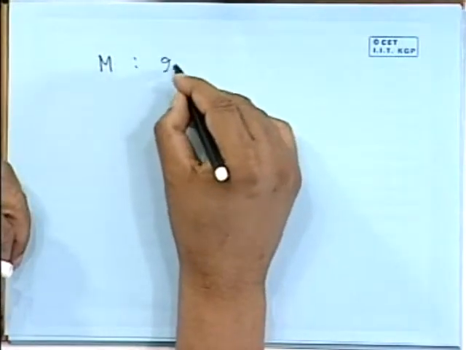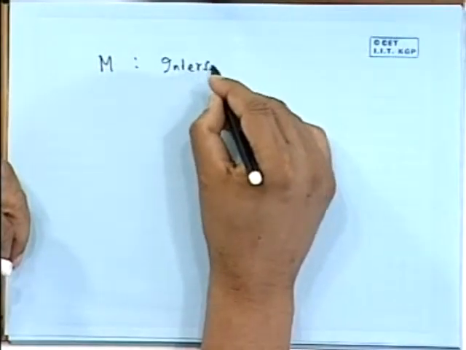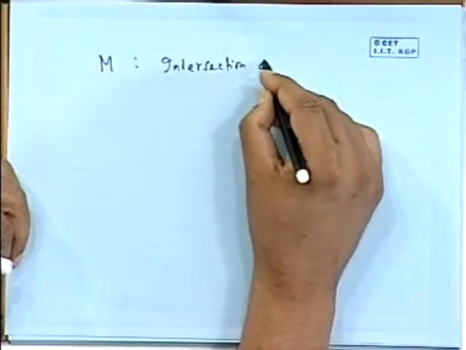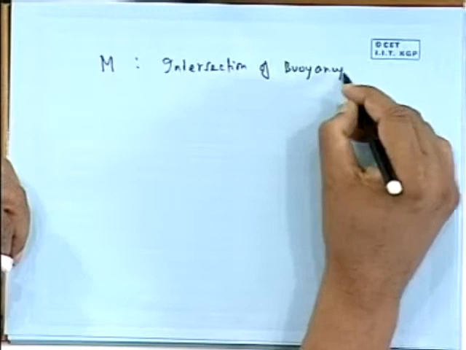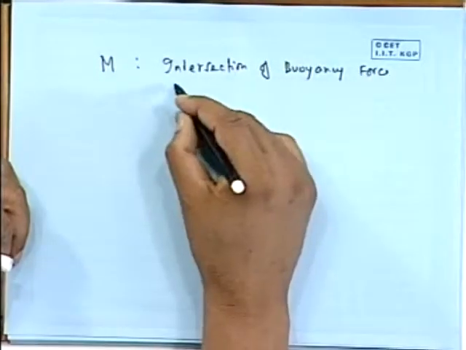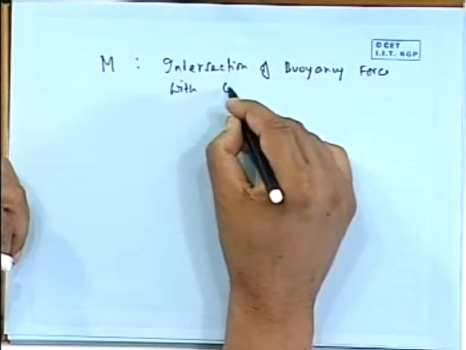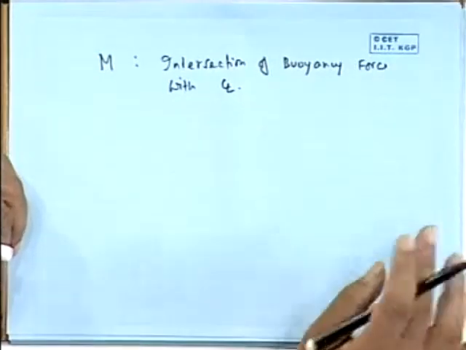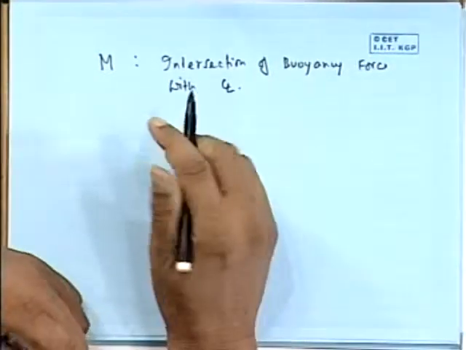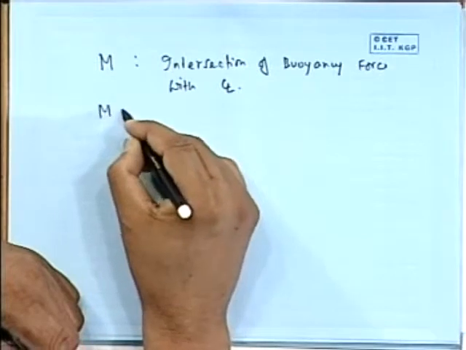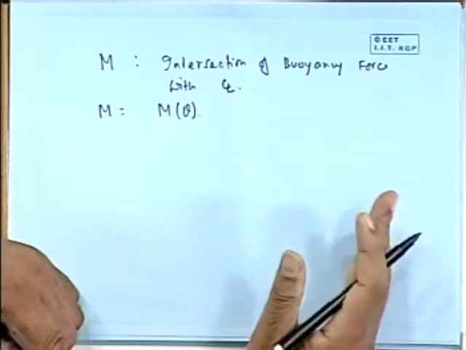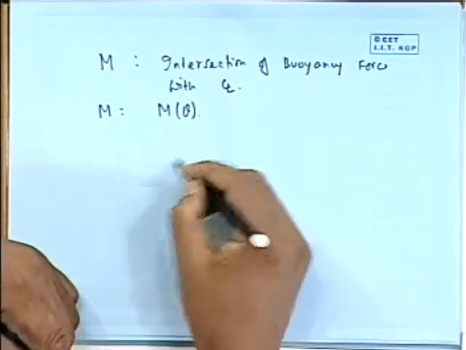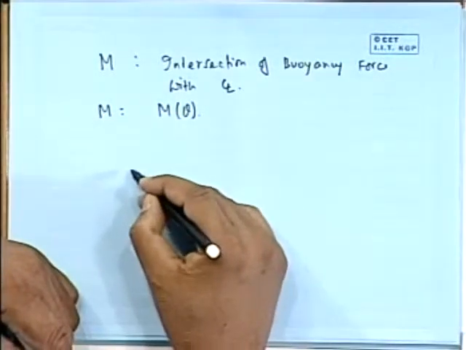is the intersection of the buoyancy force and the center line. Strictly speaking, this point M is a function of theta, because as you have larger and larger angle, we can show it the other way around.